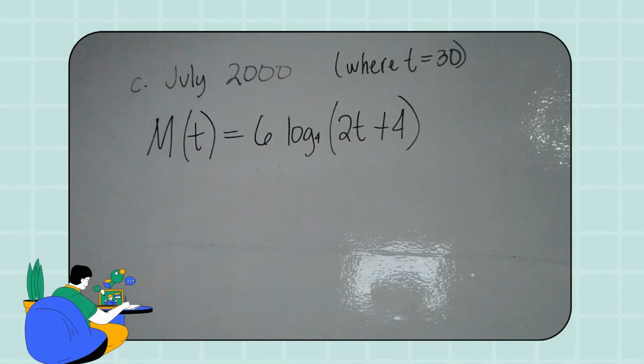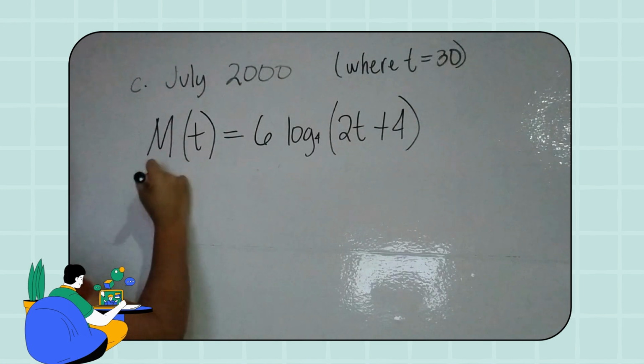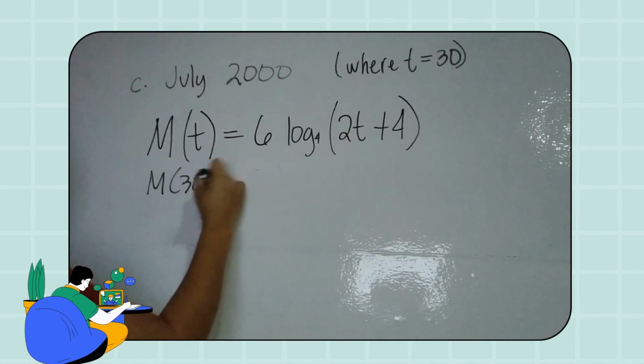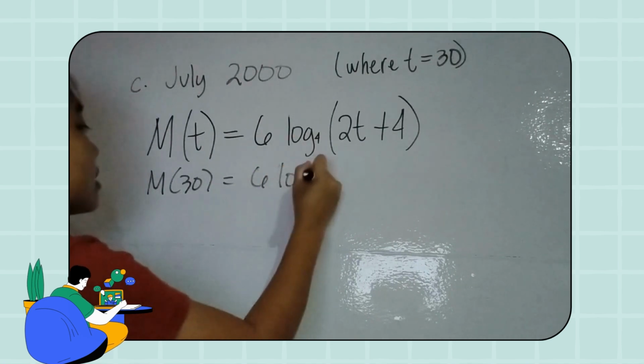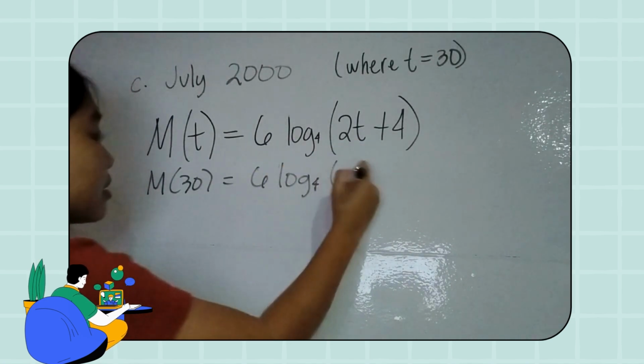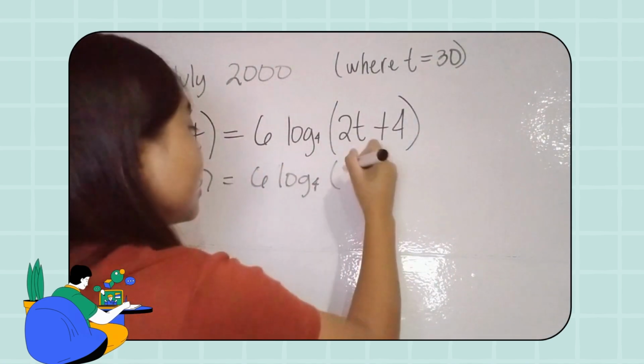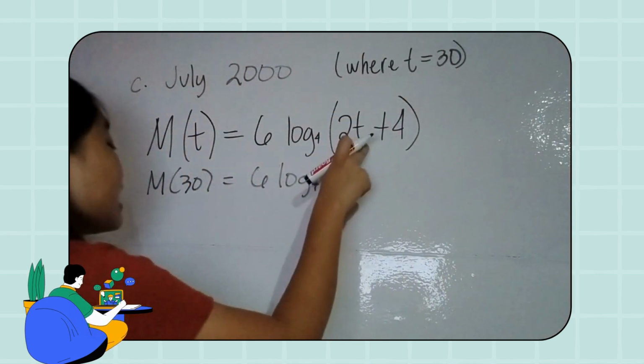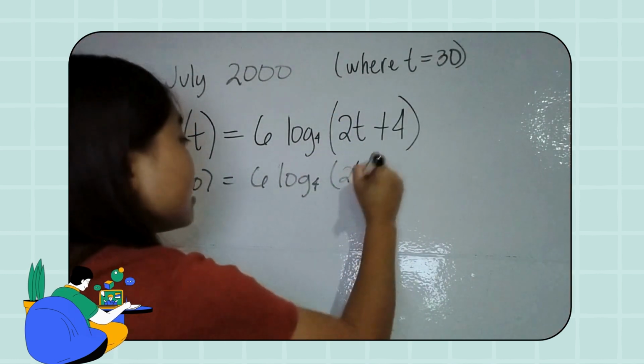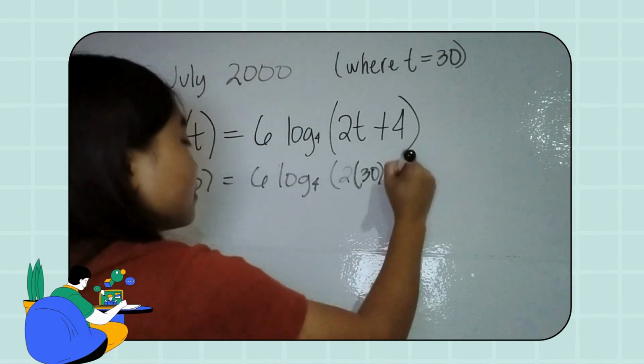And finally, let us proceed to the last month, July 2000, where t is equal to 30. Again, substitute t equals 30 into the same function. So we have here m of 30 equals 6 times the logarithm base 4 of the quantity 2t, in which again t will be replaced with 30, plus 4.